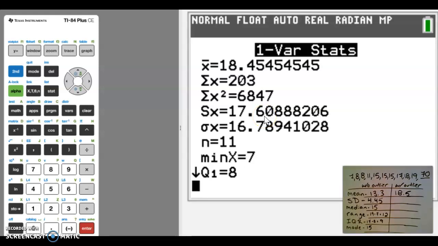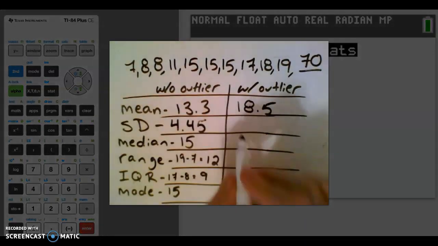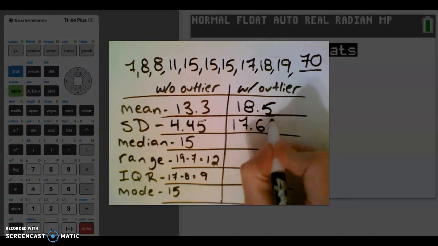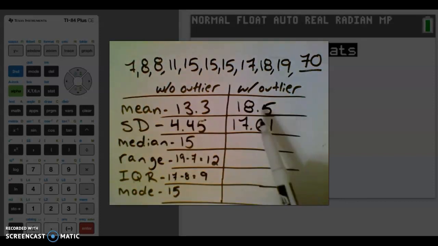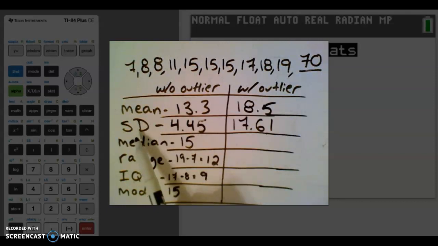17.61. So going back over here, 17.61. Looking at our average, it's now 18.5. Well, adding that outlier spread the data out way more. So in order to get from the average of 18.85 to 70, it's going to have to take bigger steps to get there. So the standard deviation is basically the size of the steps to get from one point to the next on average. And there's obviously a lot more to it.